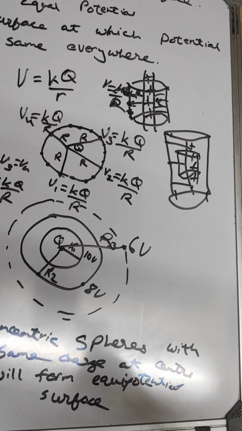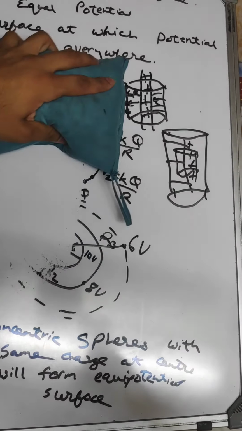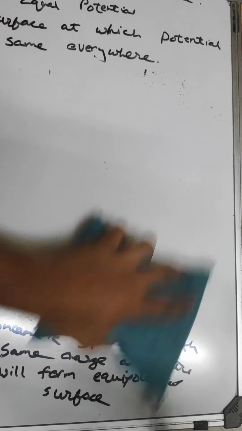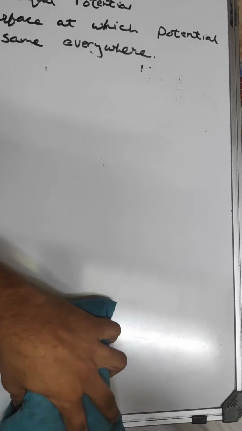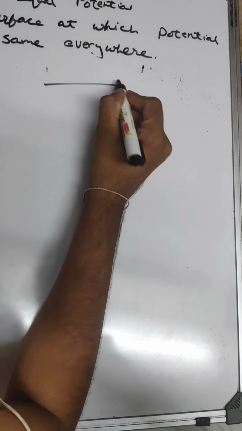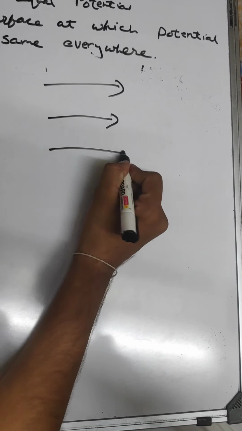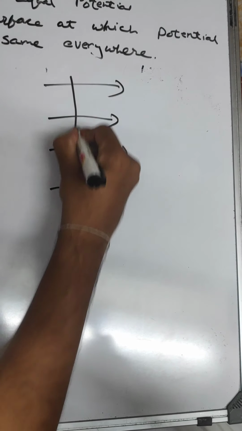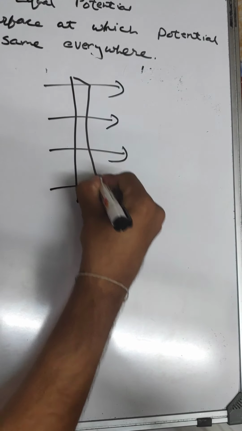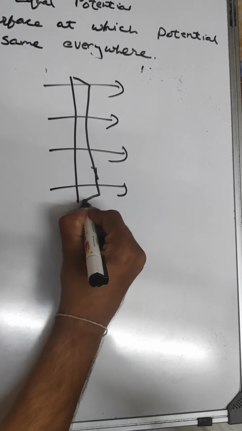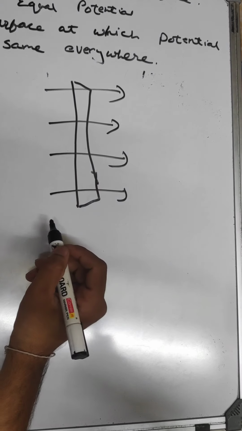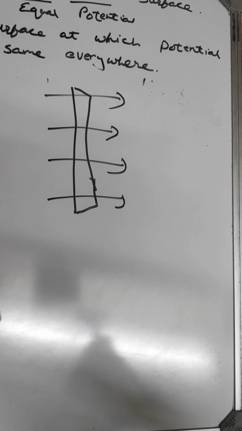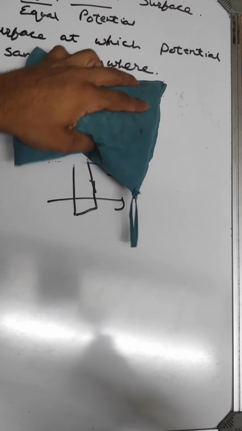Now I shall rub it out. Similarly, we had tried for whenever there is a uniform electric field. I had given the example during the lecture. Making a surface over here, this will also form an equipotential surface, because the potential on this surface will also be equal. I hope this is very clear to you all.